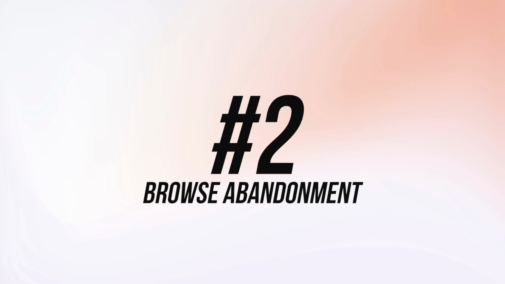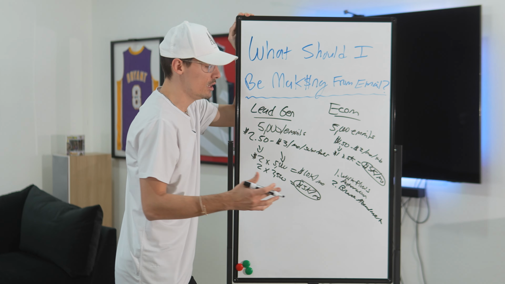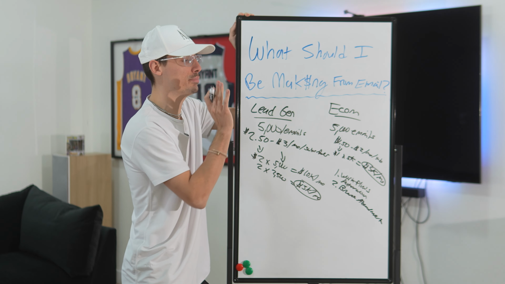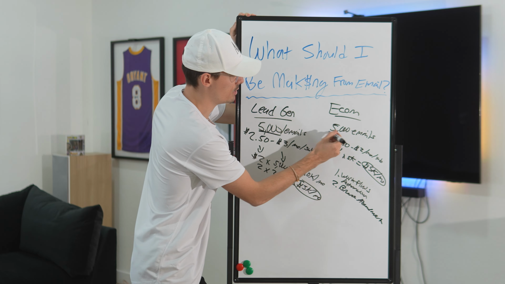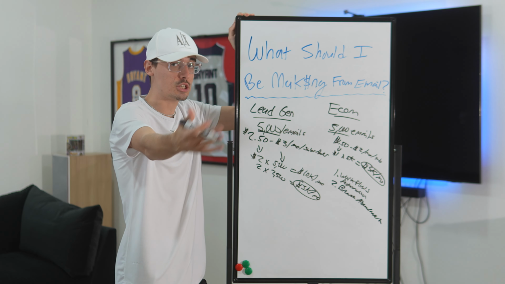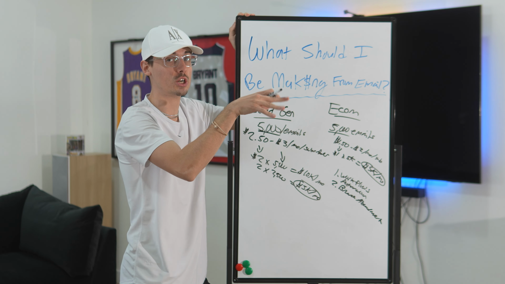Number 2 is browse abandonment. What does that look like? That's retargeting for email. If I send out a blast to all 5,000 people, which I'll get into in a second, and they click a link and don't book, or they click a link and don't buy, we can scoop them up with browse abandonment. It's like retargeting, but for email.